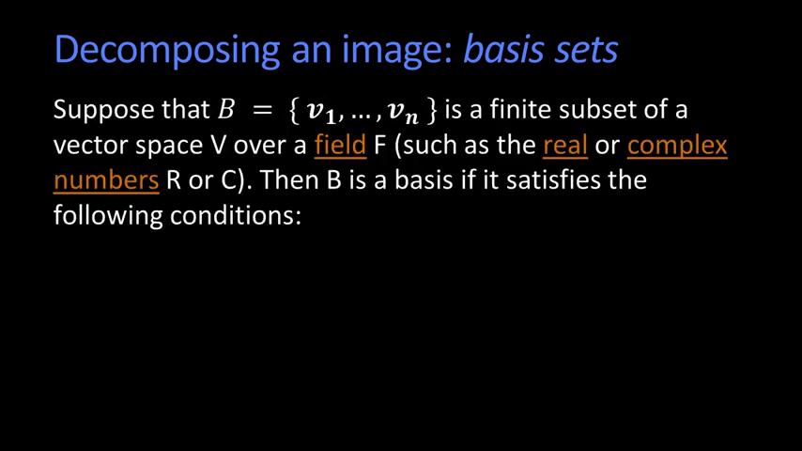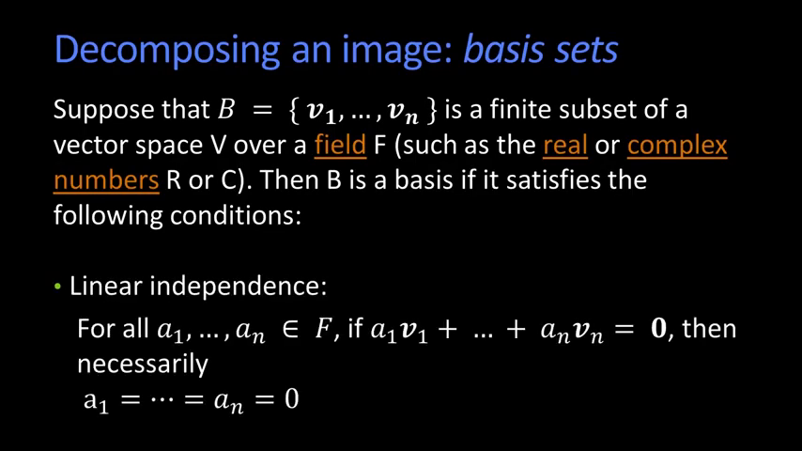Let's suppose we have B that's just these vectors V1 through Vn, and it's just some finite subset over this field. A field comes from mathematics, but let's just talk about the real or complex numbers. Then B is a basis set if it satisfies the following conditions. Linear independence basically means that if I have some different constants, A1 through An, and I take a constant times each of the vectors, and the sum of those is 0, then it has to be the case that all of those constants were 0.